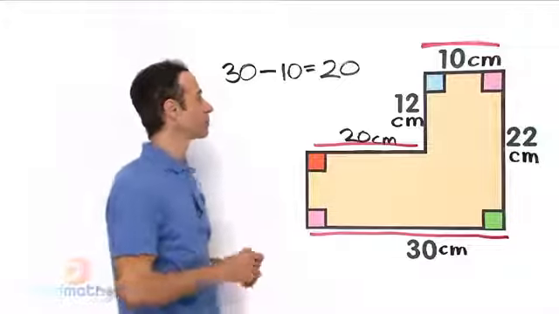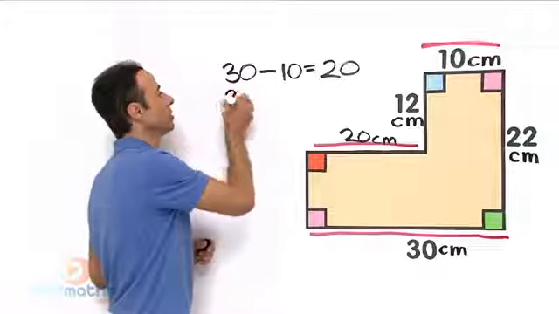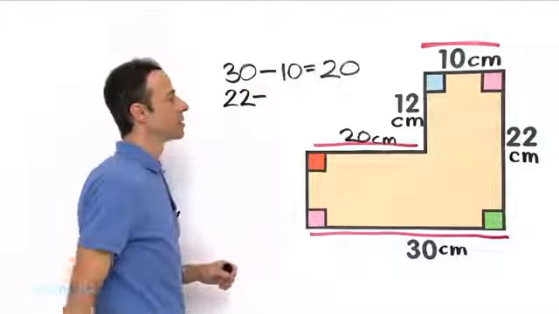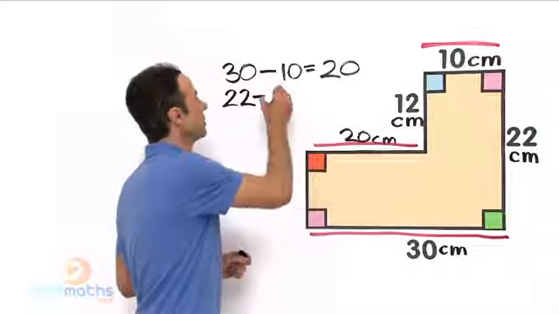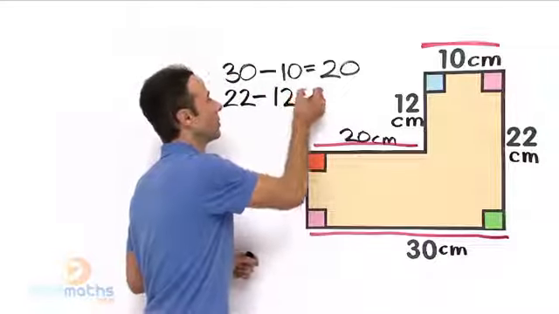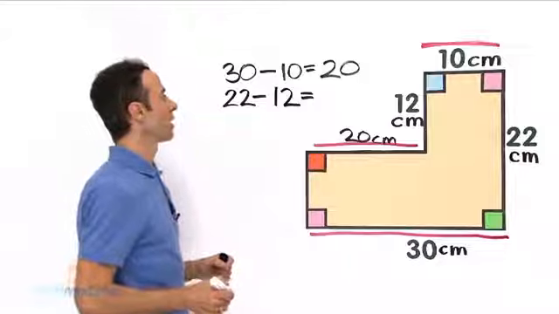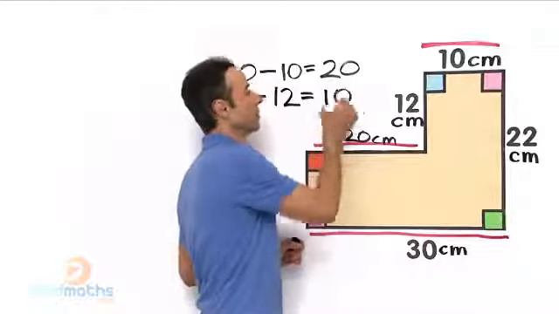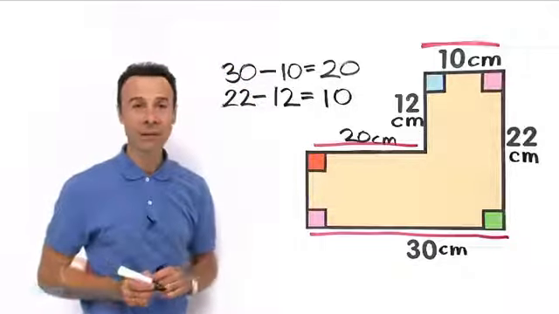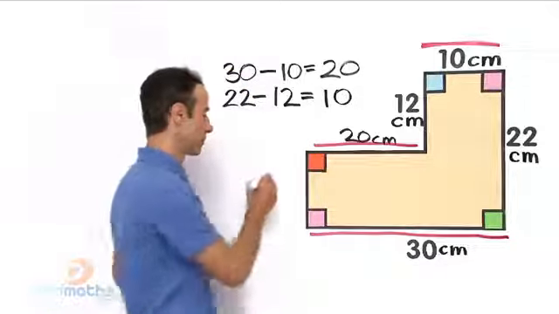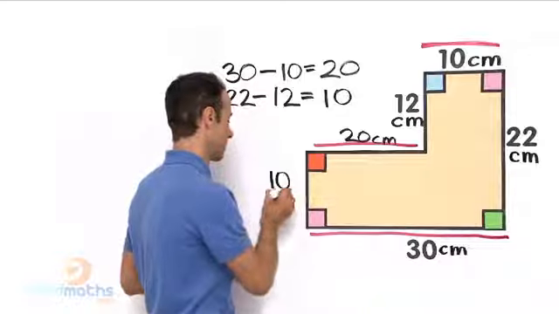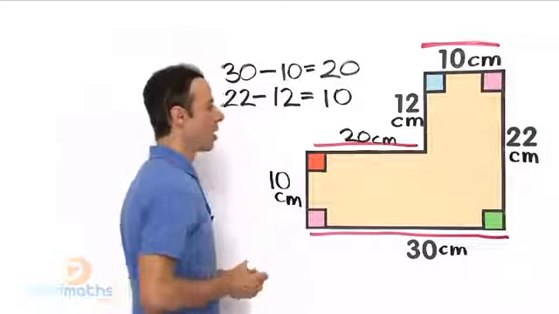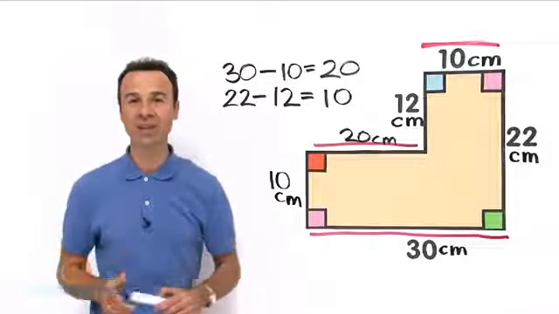So let's work that out. So it's 22, take away 12, and that gives us a grand total down here of 10. Now that we have that, let's label it right here. Okay, now we have all the dimensions. That's the end of step 1.